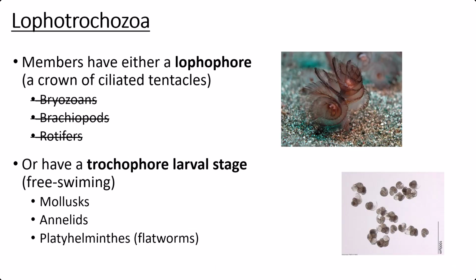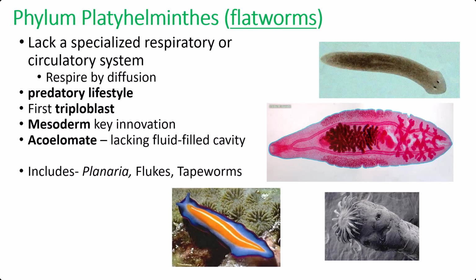So those lophotrochozoans, their members either have a lophophore, which is this kind of crown of ciliated tentacles. That includes the bryozoans, brachiopods, and rotifers. It's not that they're not important, but we have a ton to memorize, so don't memorize those. Or they have this trochophore larval stage, which I've pictured here. So it's this free swimming larval stage. That includes mollusks, annelids, and platyhelminthes. So the platyhelminthes are the flatworms.